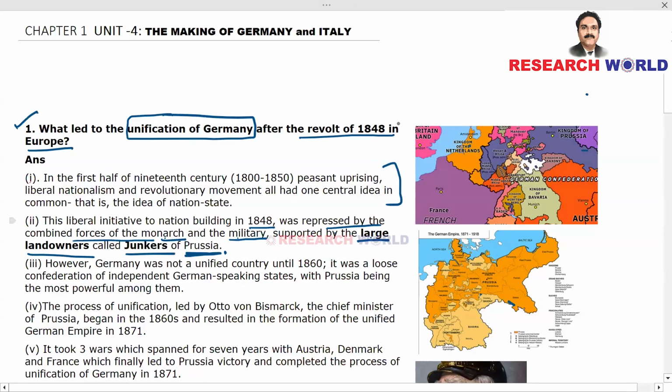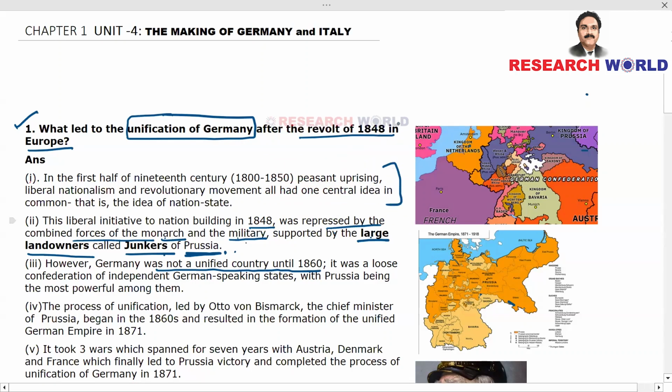Okay, so they together tried to suppress this movement or movements, because we have got multiple uprisings, liberal nationalistic, revolutionary movement, etc. So they were all suppressed by a combined force of monarch, military and the support of large landowners called Junkers of Prussia. Next, however, Germany was not a unified country until 1860.